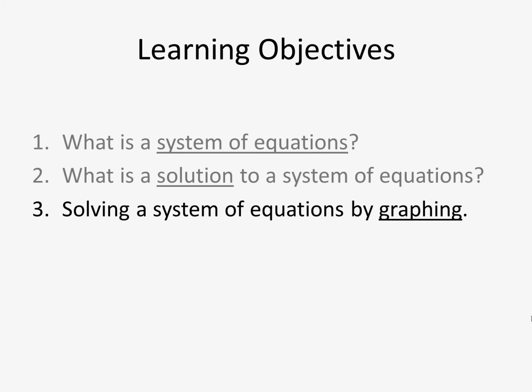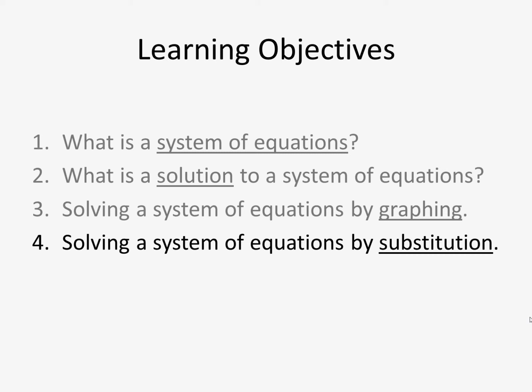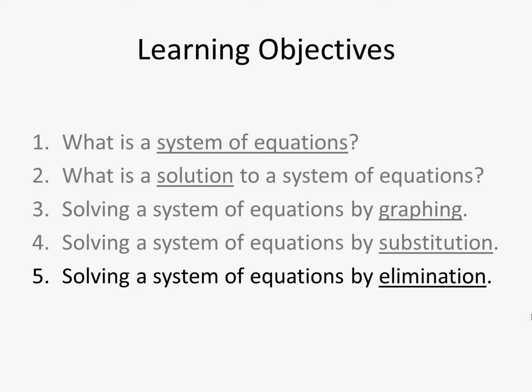3. Solving a system of equations by graphing. So graphing is one technique to solve a system, and we'll look at how to solve a system by graphing. The fourth objective is to solve a system of equations by substitution, yet another method to solve a system. The last objective is learning how to solve a system of equations by elimination, or the addition method. They're synonymous. Sometimes we'll call it elimination, sometimes we'll call it addition, and we'll talk about that more as we learn that objective.